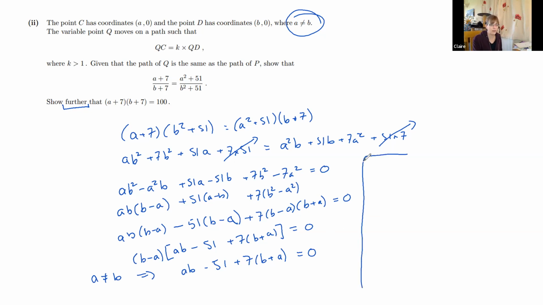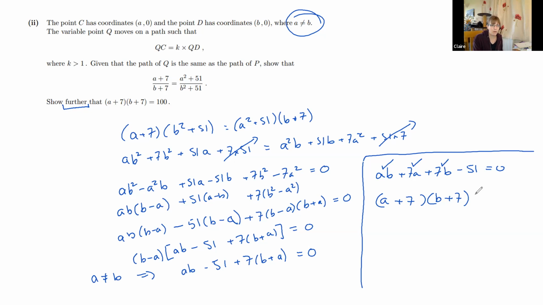Okay, with any luck, we can fit the last bit of working into this part of the question. I'm just going to take this and rearrange it slightly. This is AB plus 7A plus 7B minus 51 equals 0. And now we're just going to have a little bit of a think about something a bit like completing the square, but not quite. So if I imagine two brackets, if I start them with A and B, I'm going to get an AB term. Now, if I put a plus 7 here, I'm going to get a 7A. And if I put a plus 7 here, I'm going to get a 7B. So this pair of brackets gives me the AB term, the 7A and the 7B.